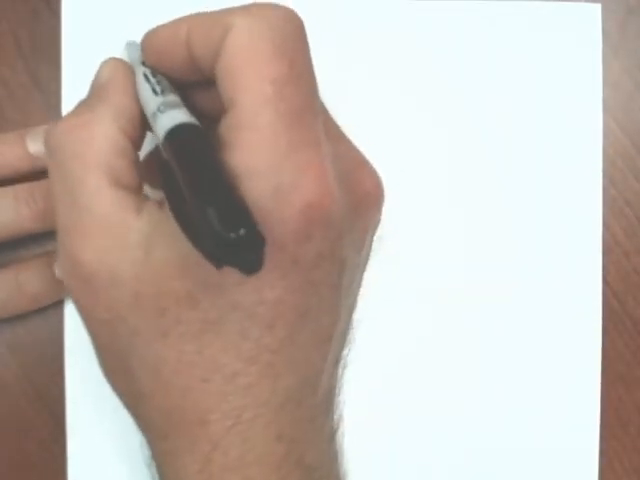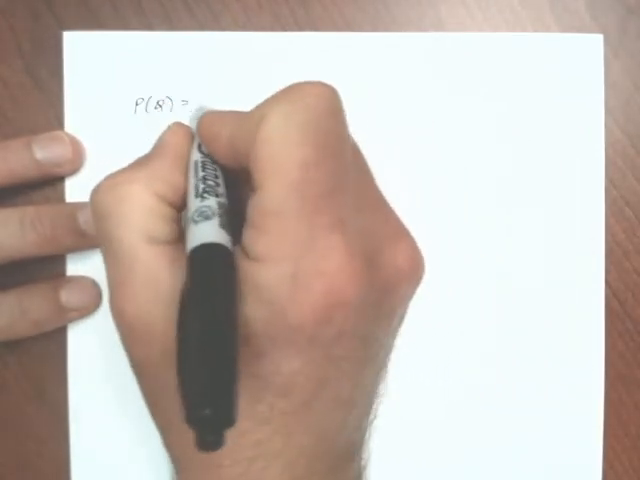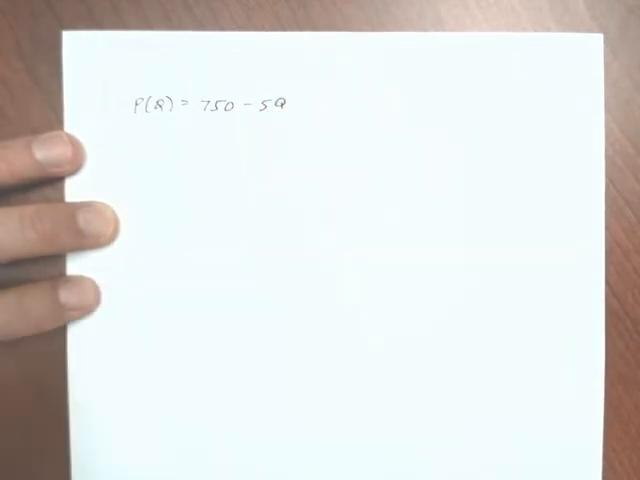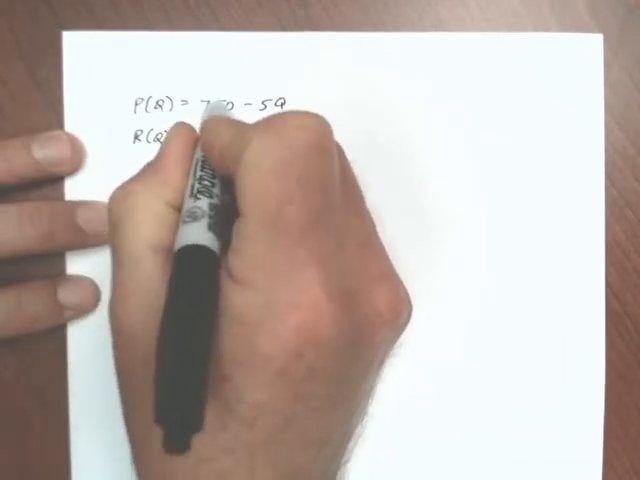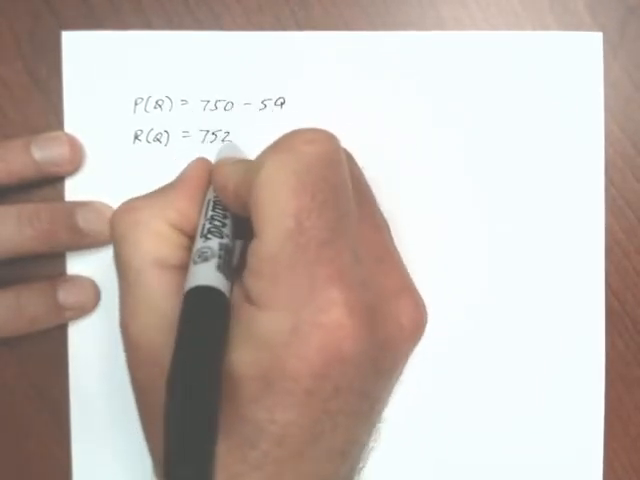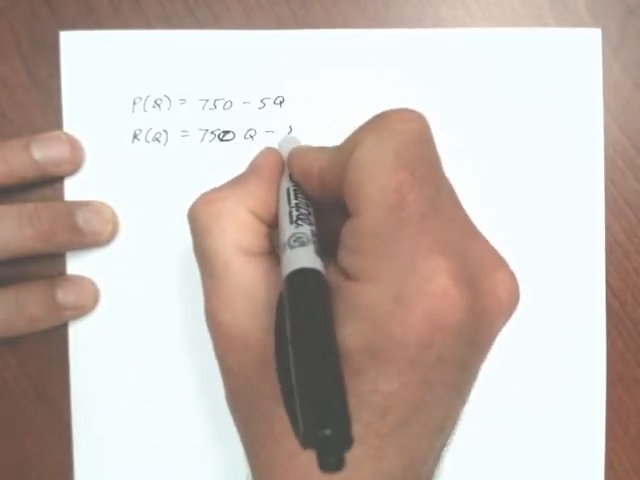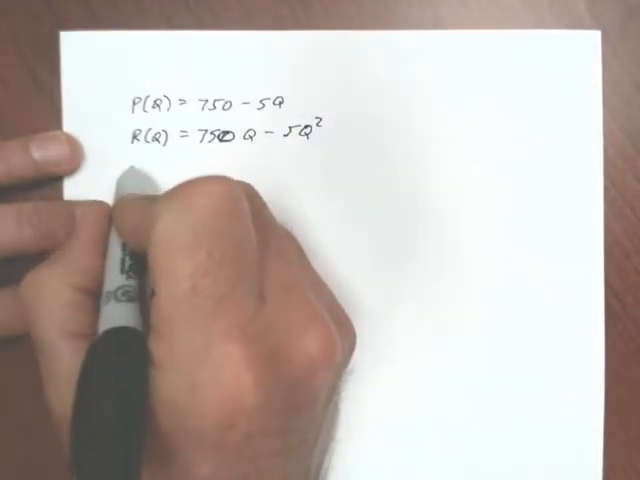Let's do one more. Let's say P of Q equals 750 minus 5Q. So then R of Q equals that times Q, which is 750Q minus 5Q squared. I don't know why I can't write today.